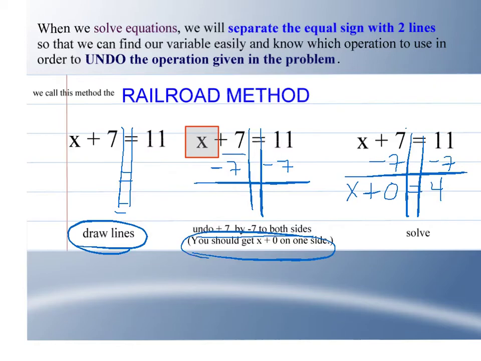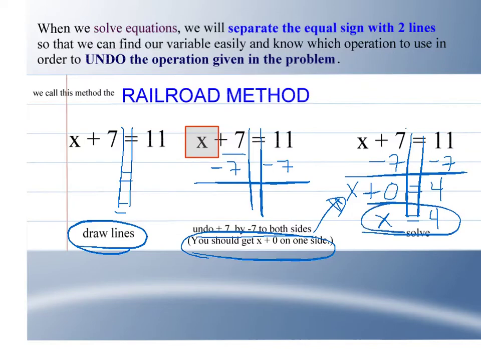You should get x plus 0 on one side, and we did. It's right there. And so when I then think about this problem and what is x equal to, I don't have to put this 0 in here. That's just kind of a placeholder that shows us we've done the right step. So what I end up with is simply x equals 4.